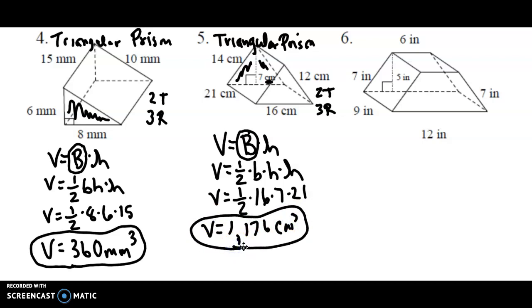Number 6. Again, I want to count my shapes. This has a trapezoid in the front and in the back, so there are 2 trapezoids. And then 1, 2, 3, 4 rectangles. This is a trapezoidal prism.